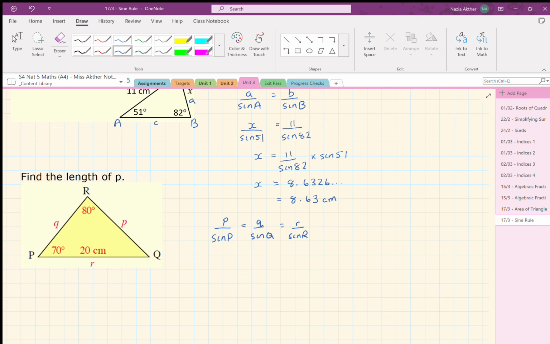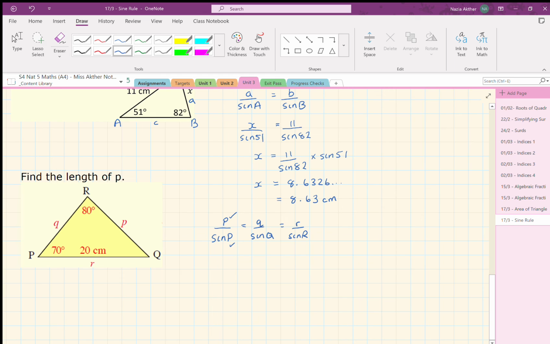The second step is to work out which parts of the formula we need. In the first part of the formula, we've got P over sine P. I do not know the length of P, but I do need to work it out, so I put a tick next to this P here. I know angle P, so I can work out what sine P is, so I put a tick next to it. I don't know what Q is, and I don't need to know what Q is, so I don't put a tick next to it. Same with angle Q, I don't need to know it, so I do not put a tick next to it.